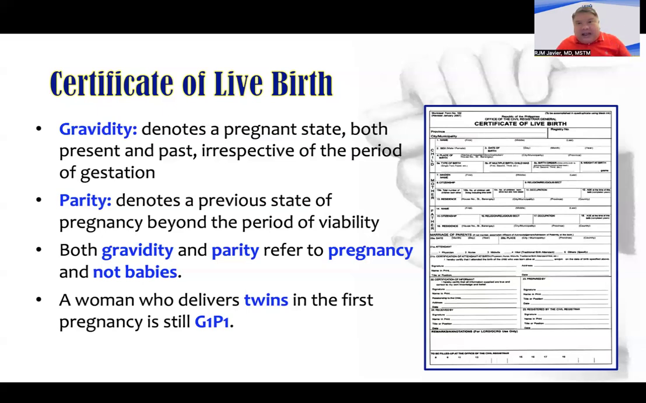So you can be pregnant 3 times, but you never reach term for you to deliver. So you could be G3, gravidity 3, but parity 0, G3, P0. Women have your OB code. Both gravidity and parity refer to pregnancy and not babies. So, for example, if I am a first time mom and my first pregnancy resulted in twins, I am still considered G1, gravidity 1, parity 1.